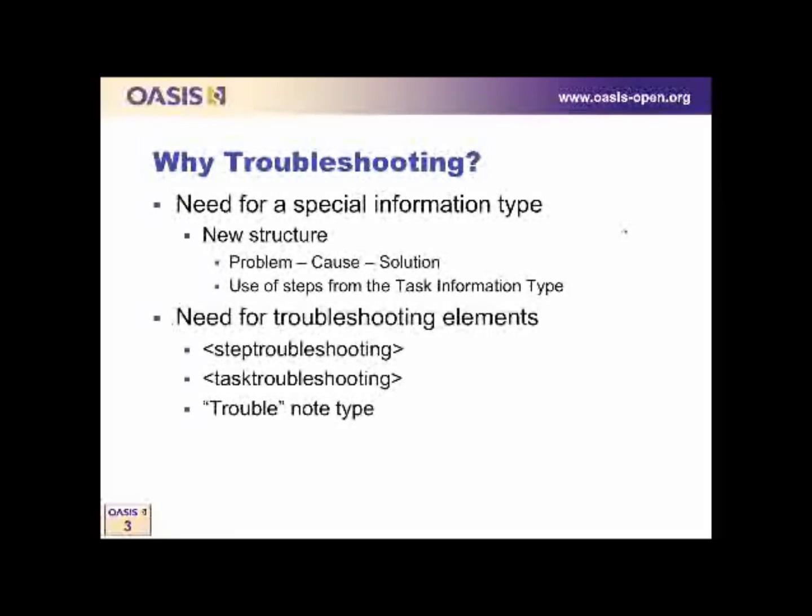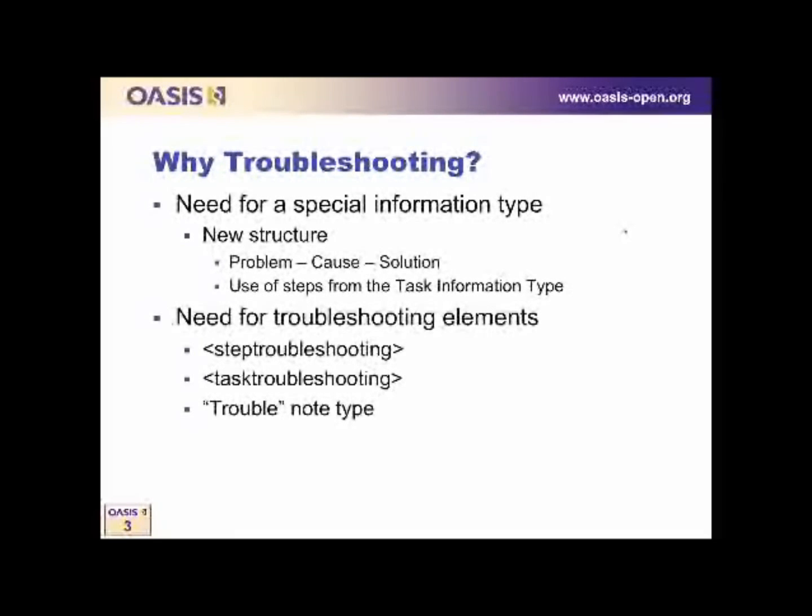Why troubleshooting? Why did we introduce a new information type in DITA 1.3? With a new structure, a problem, cause, solution structure, and the use of steps from the task information type. Well, what we found in looking at this, and this was the work of the Technical Communication Subcommittee, we found that people in the industry really needed a troubleshooting information type. A number of organizations had created specializations for themselves. In fact, Bob Thomas was one of those.